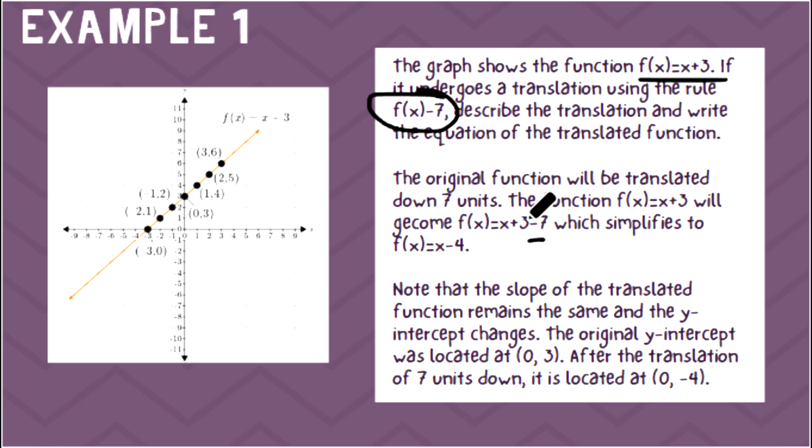Okay. Then we simplify. 3 minus 7 is minus 4. So we have f of x equals x minus 4. The slope of the translated function remains the same. The slope is what is attached to x. And the y-intercept changes. The original y-intercept was located at 0, 3. After the translation of 7 units down, it's located at negative 4. So you could literally just go 1, 2, 3, 4, 5, 6, 7 and do it that way too. Okay? You can do the math way or you can just count down 7 because we're subtracting 7.